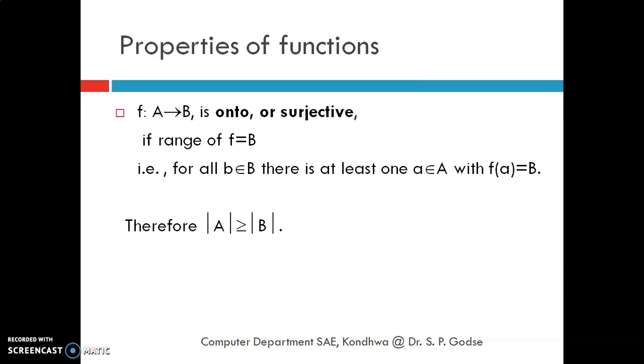Second property is the onto function. In this case, function f which is mapping from A to B is onto or surjective if the range of f is equal to B. This is the domain and this is the codomain. That is, for all b belonging to B, there is at least one a belonging to A with f(a) equal to b. Therefore, cardinality of A is greater than or equal to cardinality of B.